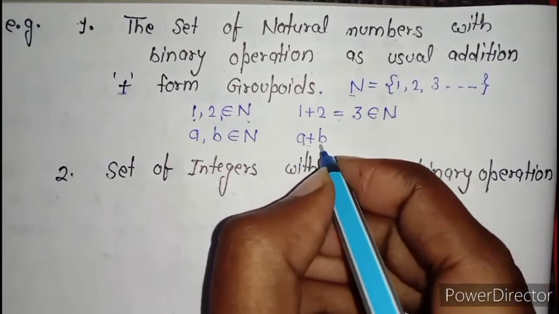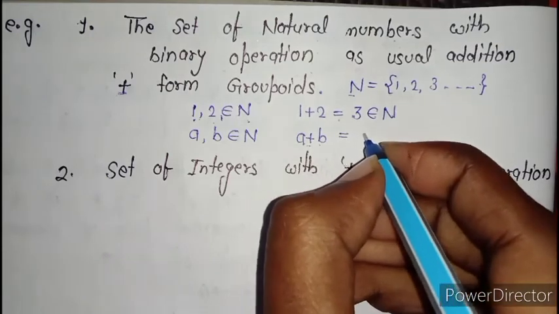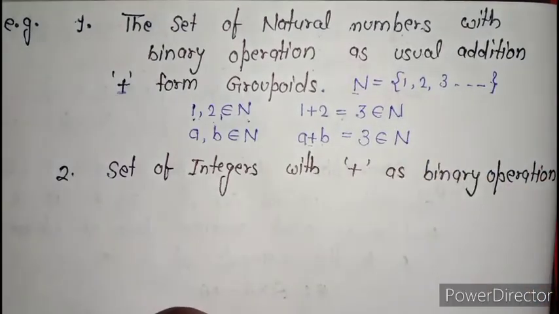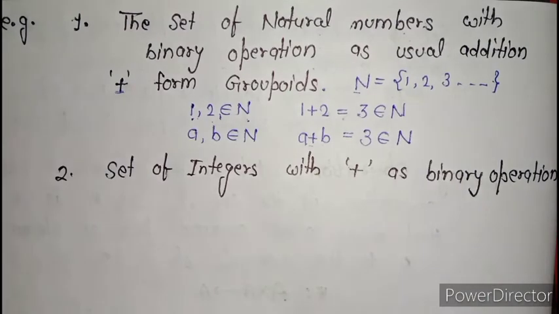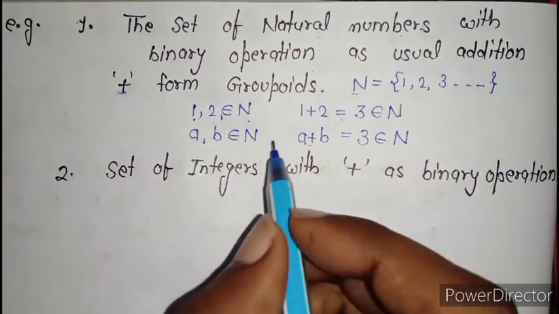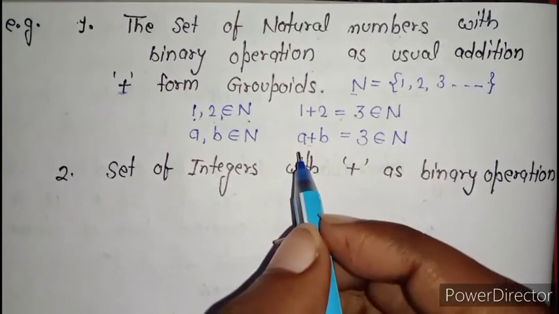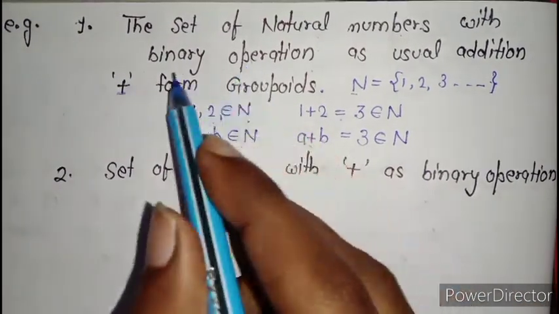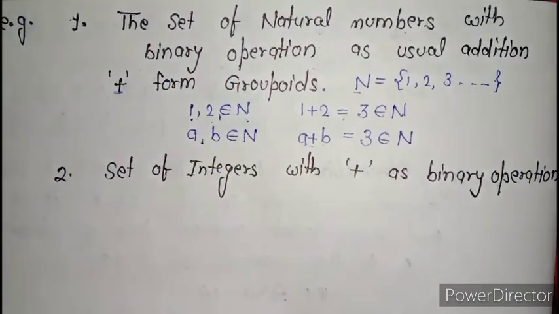So if we take their sum, it always belongs to the set of natural numbers. So this was the example of a groupoid, and this is also known as the closure property of the set of natural numbers with addition as the binary operation.